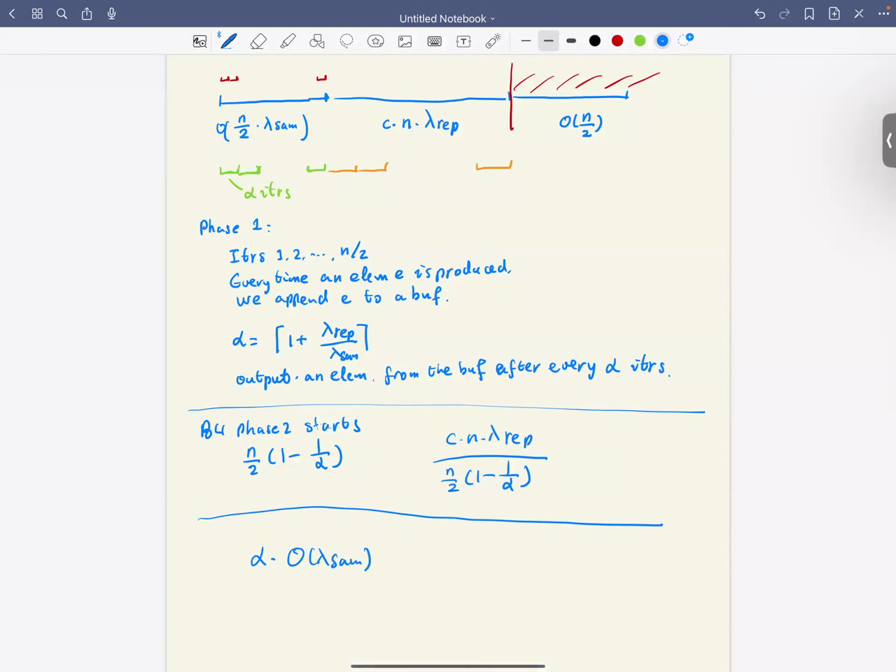So basically, it's the delay of the green interval. So this is from the first part. Now don't forget, every red interval has the expected duration of lambda SAM, and every green counts alpha iterations. So this is the expected delay in phase one. So we also have to consider the expected delay of the second.